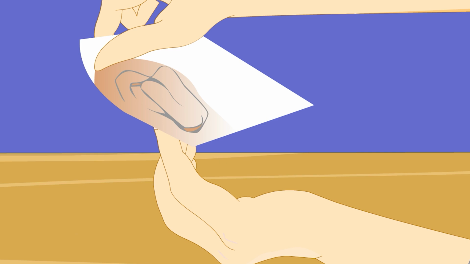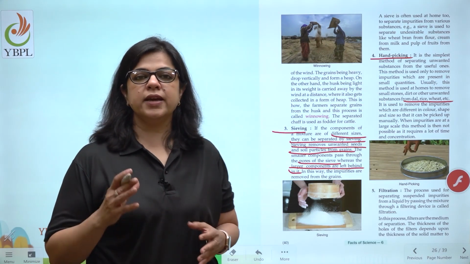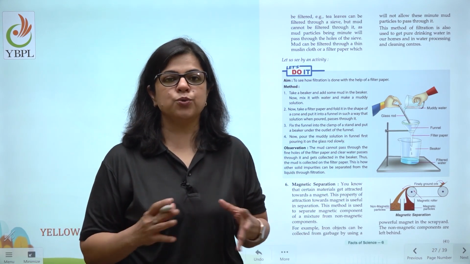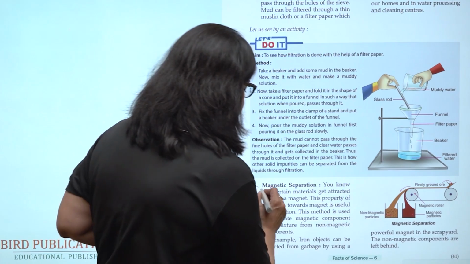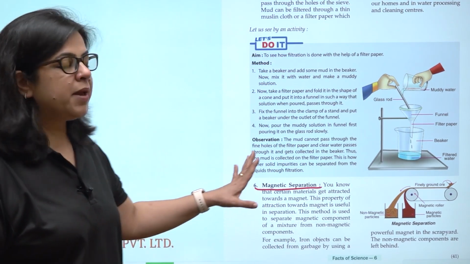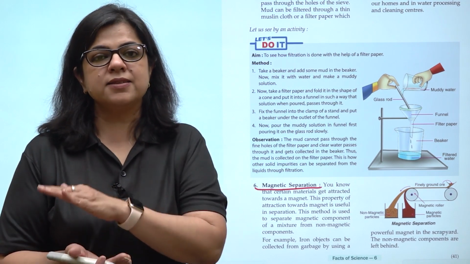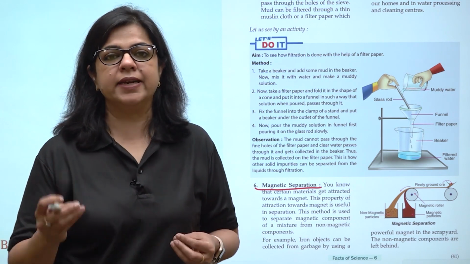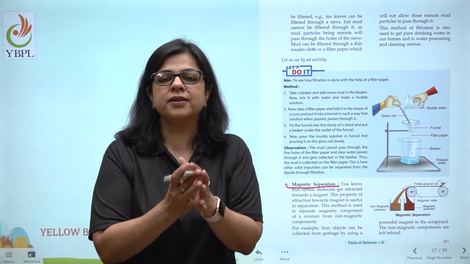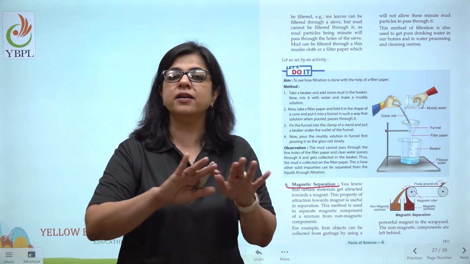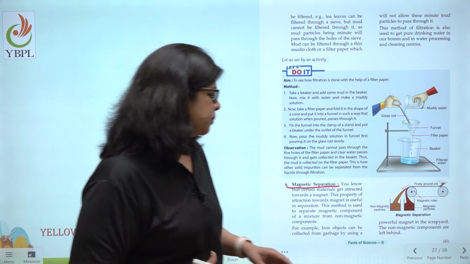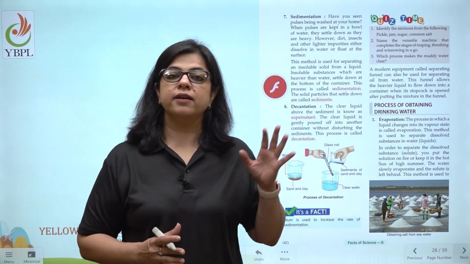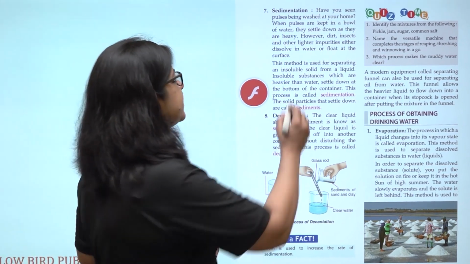In this way, solid impurities can be separated from liquids through filtration. There is another method of separation in which the magnetic property of the substances is used. What is this method? It is known as magnetic separation. In magnetic separation, a magnet is run over a mixture. Particles that are magnetic, like iron, nickel, cobalt, etc., get attracted towards the magnet and are removed from the mixture. Children, another interesting activity is sedimentation, and along with sedimentation comes decantation.